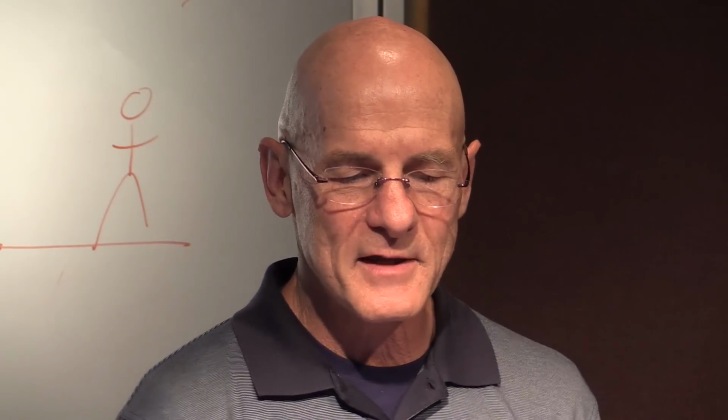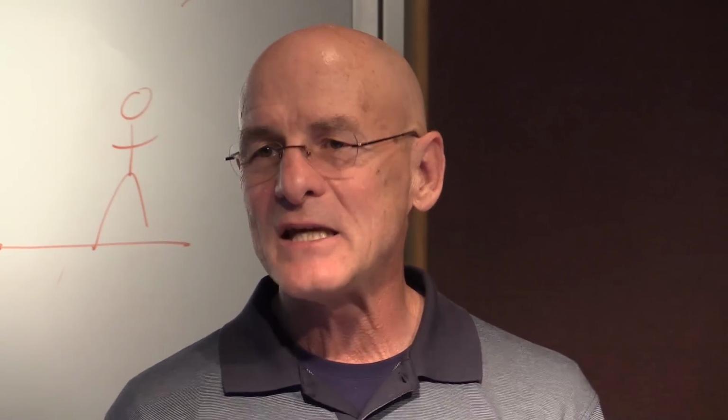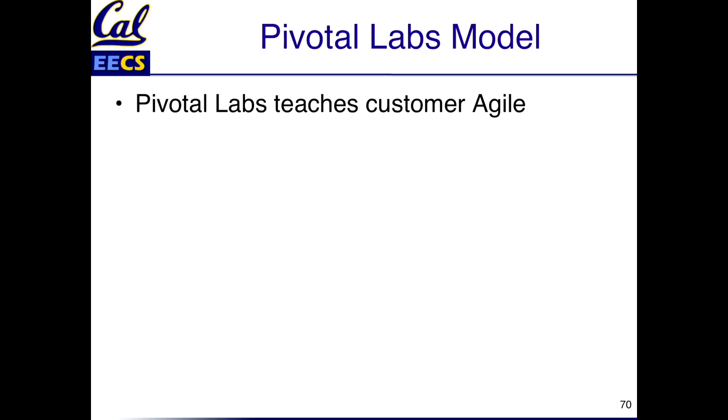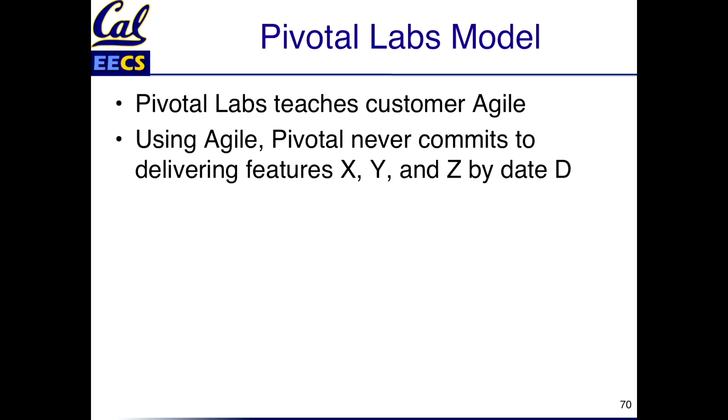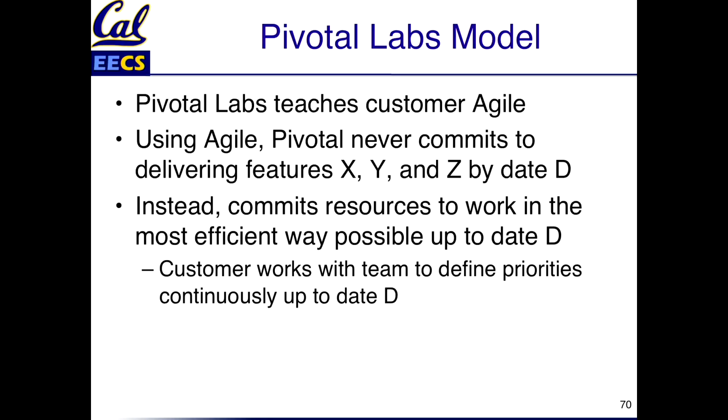So Pivotal Labs, not only do they develop code, they help teach the customer how to develop code by teaching them Agile. So they never promise that we'll deliver these 3 features by this date. What they do instead is they're going to commit resources to work efficiently up until that date, and they'll work with the customer to find the priorities to see how things take. So it's not hitting a target based on features in a time window. It's estimating how much effort it'll be, and then we'll see how it goes.